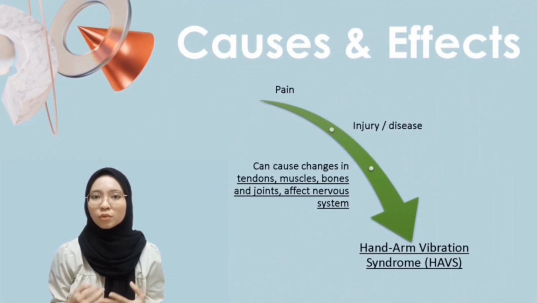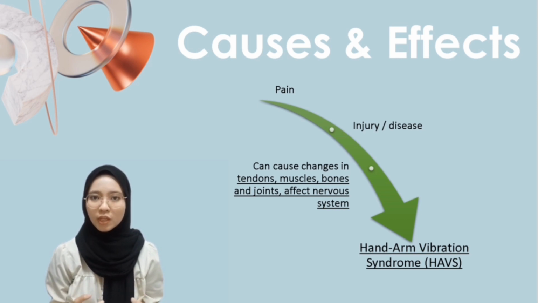As the vibration exposure continues, the pain will develop into injury or disease. The vibration leads to changes in tendons, muscles, bones and joints, as well as affecting the nervous system. And this is known as hand-arm vibration syndrome, HAVS.